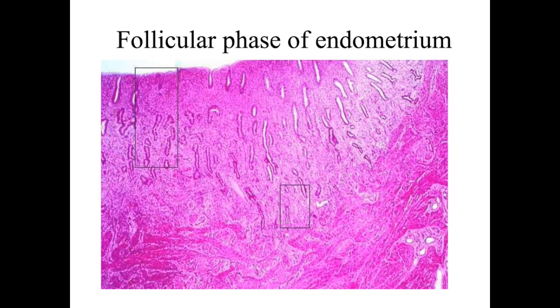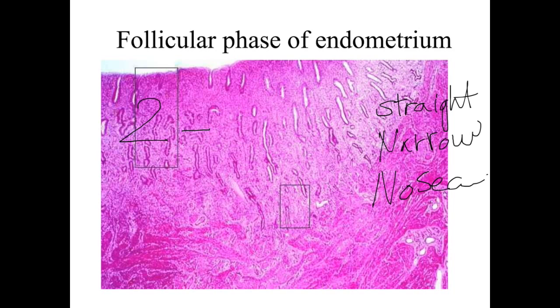What are the features here that helped you to diagnose that it is the follicular? Because the glands here are straight. Here the glands are straight glands and with narrow lumen, and no secretion can be seen inside the lumen of the gland. What is the thickness of the endometrium at the end of this stage? It is about 2 to 3 millimeters.